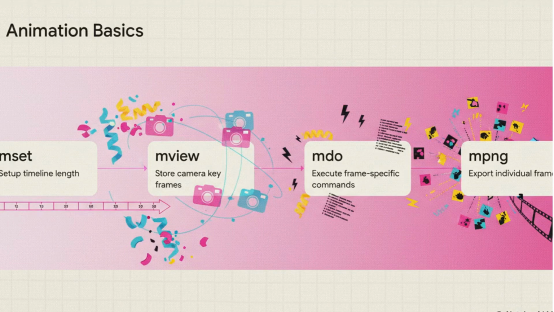You use mset to build out the length of your timeline. Then, mview stores snapshots of your camera and objects, while PyMol automatically and smoothly interpolates the kinetic motion between them. mdo handles timeline commands, and finally, mpng exports every single frame for your video.